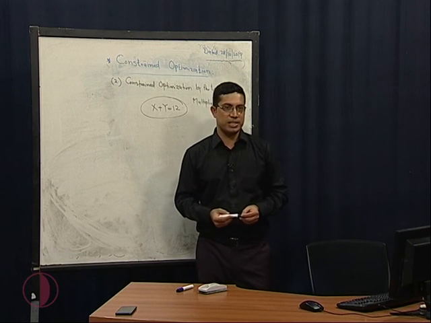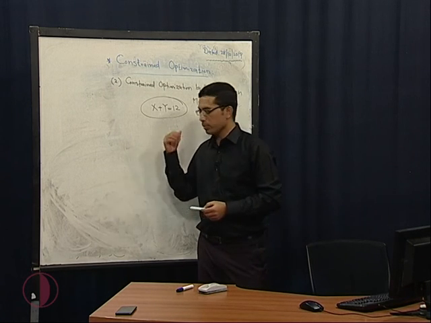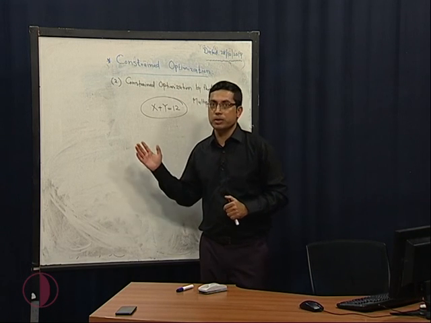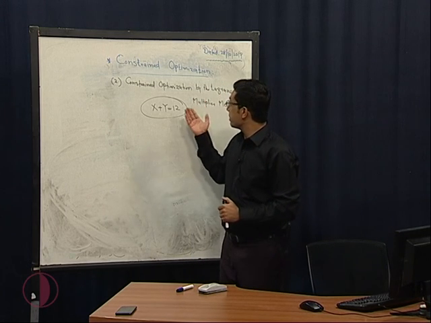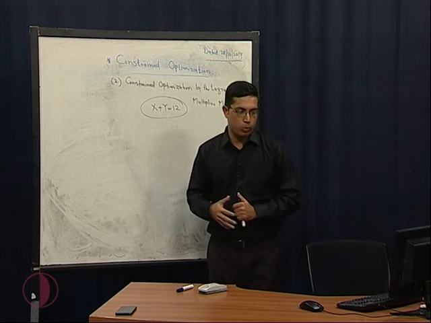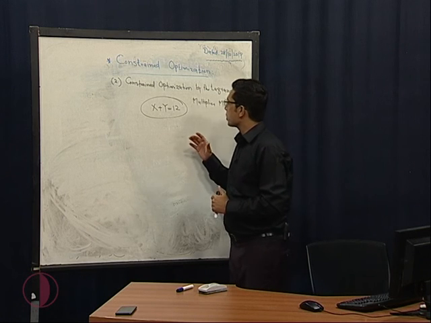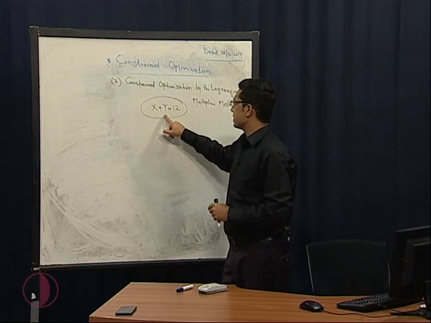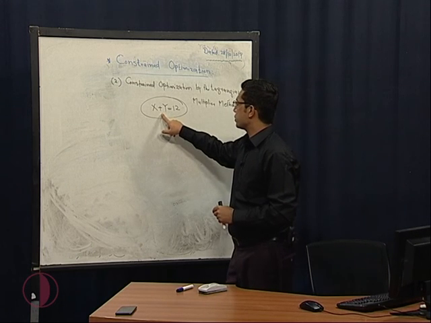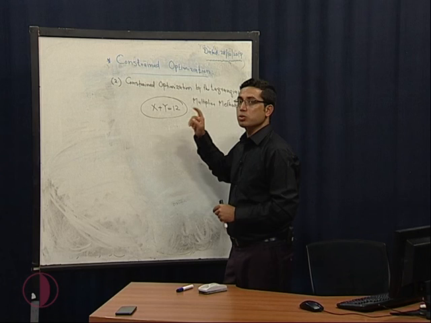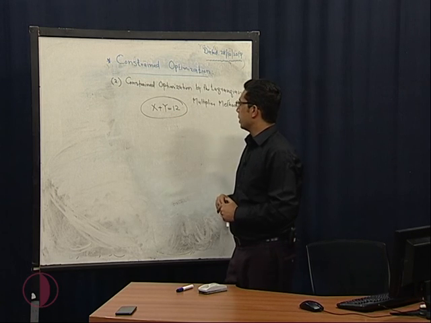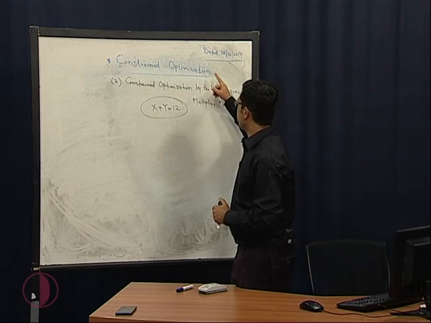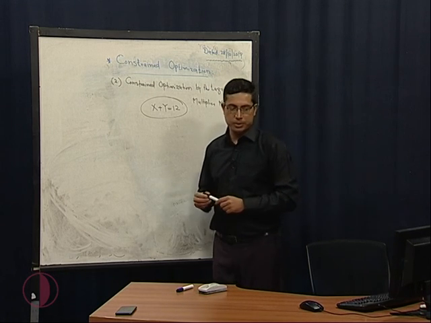So, when the constraint equation is too complex, or cannot be solved for one of the decision variables as an explicit function of the other, the technique of substitution can become burdensome or even impossible. In such cases, we may resort to the Lagrangian multiplier method. So, in that case we will replace the substitution method by the Lagrangian multiplier method.